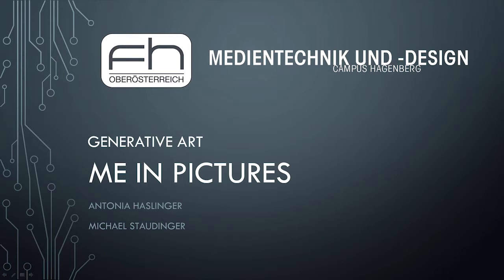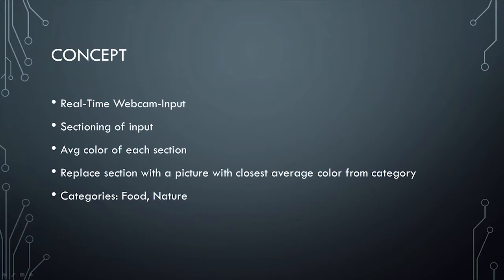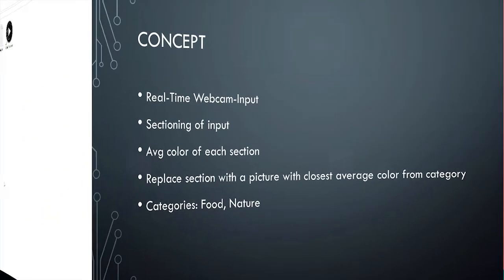So in the subject generative arts, we had to do a project which should handle real-time input, analyze it, and generate an output in any form we like. We decided to use webcam input and make a real-time mosaic. Basically we use the input of a webcam, section it, and replace those sections with pictures of a collection which fits the color the best. For this purpose, we built up two themes, food and nature, with a total of 807 samples. So let's have a look what it looks like.